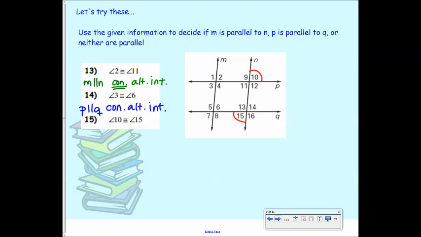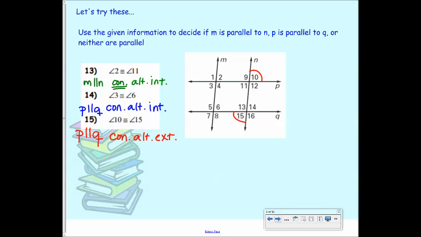Very good. Converse of alt exterior, because we know it has to be the converse because we're proving that the lines are parallel. Then 10 and 15, are they inside or outside of PQ? Outside. Are they on different sides or the same side? Different sides, so that's our alt X. So 15 and 10 are alt X, so we can use the converse of alternate exterior angles theorem. All right, I'm fine with just con alt int, con alt X, as long as I can tell what you mean and as long as you have the converse, okay?